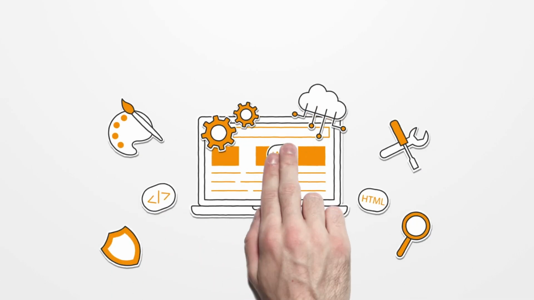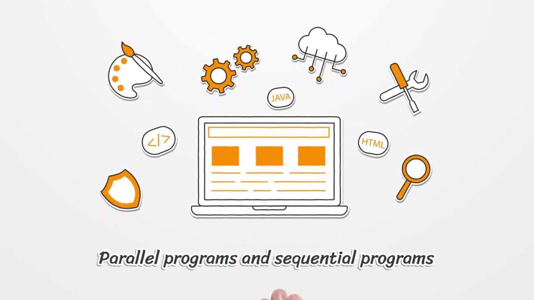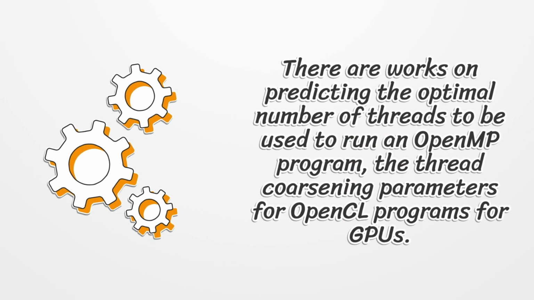For sequential programs, there is extensive work in predicting the best compiler flags and code transformation options. However, it's harder for parallel programs due to the complex interactions between the parallel programs and the underlying parallel architectures. Nonetheless, there are works on predicting the optimal number of threads to be used to run an OpenMP program, and the thread coarsening parameter for OpenCL programs for GPUs.